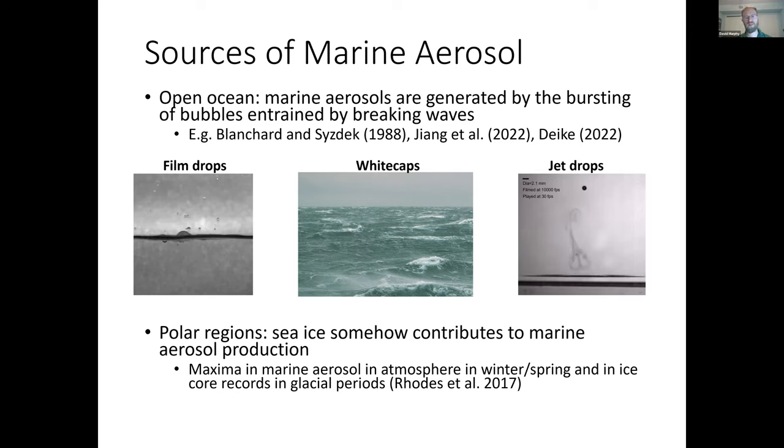But in polar regions, we don't have quite as good of an idea of how this works. There's sea ice, and so sea ice often prevents wave formation, and so you would expect that there would be fewer bubbles. And it's quite interesting though, because we see that with increasing sea ice, we see increased aerosol production. So in periods such as the winter and spring, when there is more ice around, we actually see local maxima in aerosol concentrations. And so there's this idea that sea ice is somehow contributing to marine aerosol production in polar regions, such as the Arctic and Antarctic. But we don't quite know how that's happening.